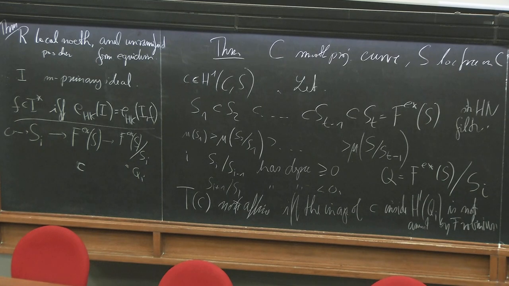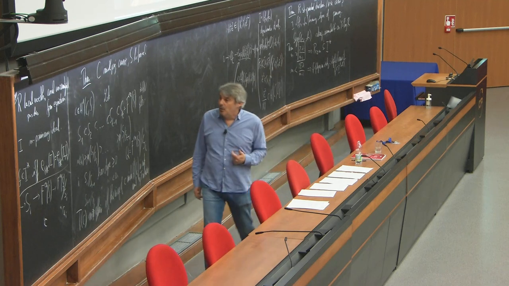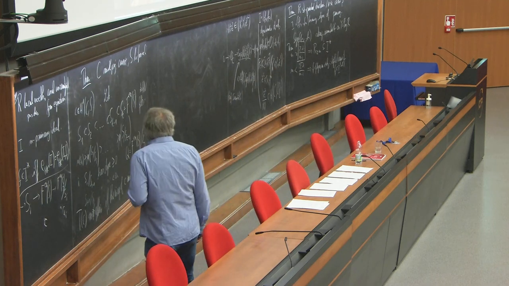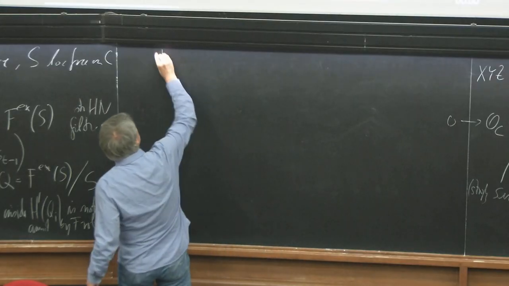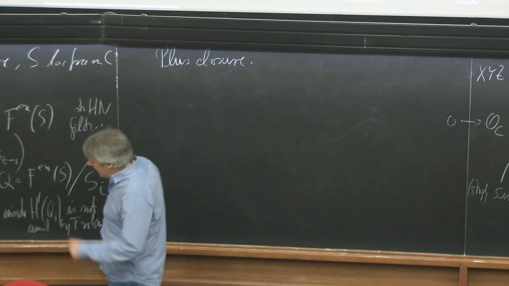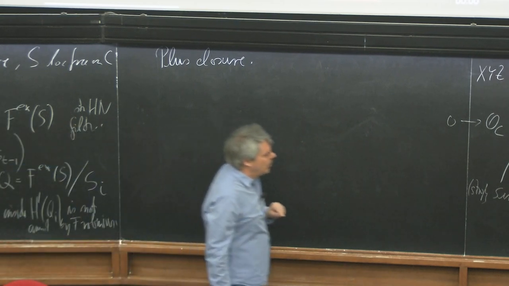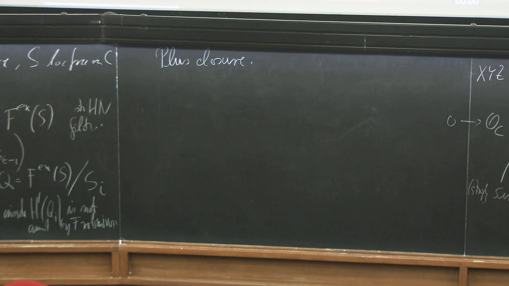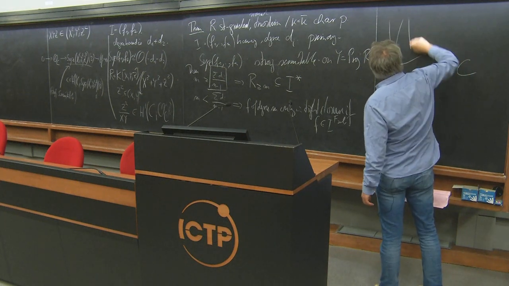So that's the general statement which characterizes affine torsors. Now, today I want to talk about the plus closure and its relation to tight closure. Maybe I can motivate it from the geometric side. So here we have our curve. We have our torsor. It looks like that.